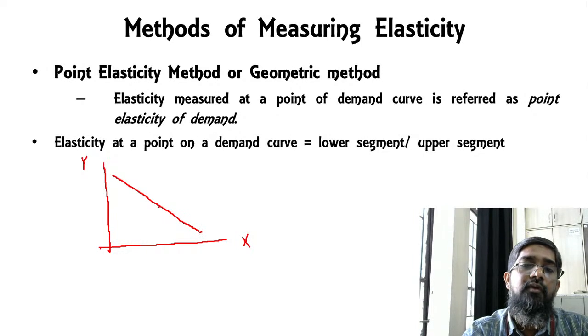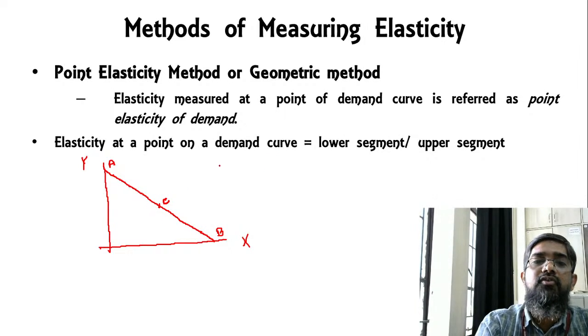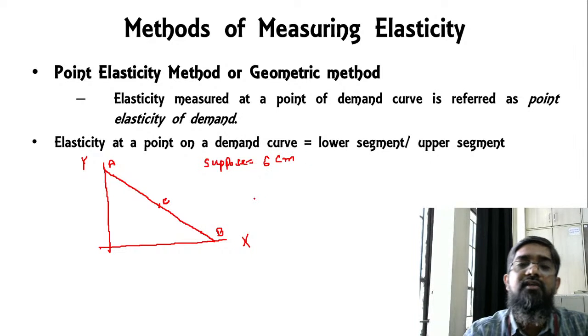What we will do, we will connect this to the x axis and this to the y axis. Here this is your A point and this is your B point, suppose, and you can see this is our middle point or center point C, right? So extreme point A, extreme point B, and this is the middle point. Suppose, let us assume this AB line is equal to 6 centimeters for the purpose of calculation.